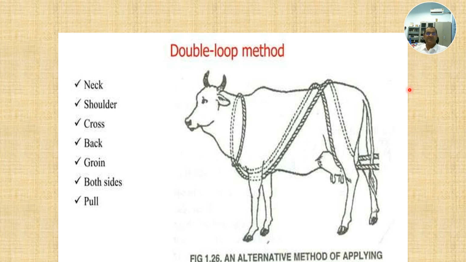And here is another method, also called the double loop method. Here, we have to take a rope, pass it over the neck, and pass it later on both sides of the loin place, and pass it below the udder in the back limb, and pull the animal toward the side. And here the animal gets immobilized very quickly.